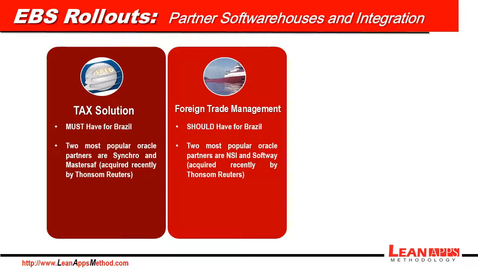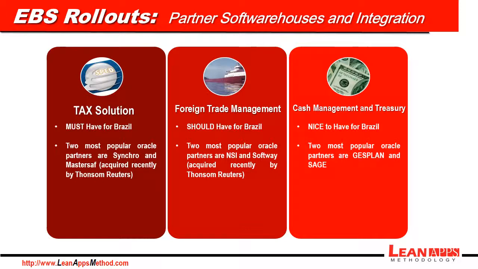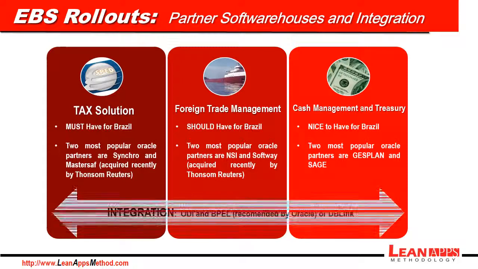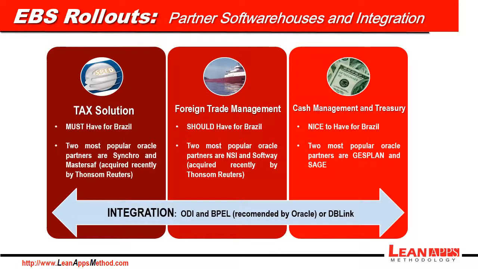And the third group is the cash management and treasury group, which is a nice-to-have group. You can always use Oracle cash management or treasury module, but some of the solutions from third-party software houses that local clients use are JustPlan and Sage. All Oracle partners use ODI and BPO for integration in a 12 version as recommended by Oracle. But due to the high cost of such middleware, most of them also implement their solution using DB links. You may lose features and security that ODI and BPO provide, but it's still an available solution.